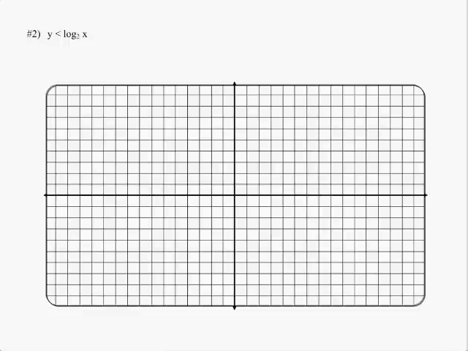So you put your vertical asymptote on. It's on the y-axis. That's x equals 0. Draw your curve. It's crossing the x-axis at 1. Picture is not to scale.